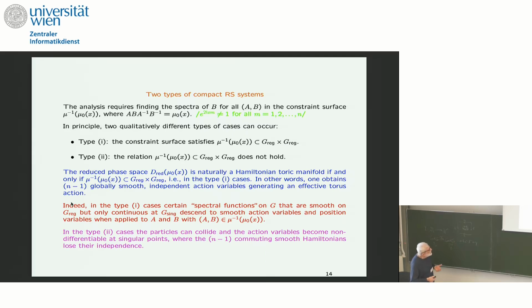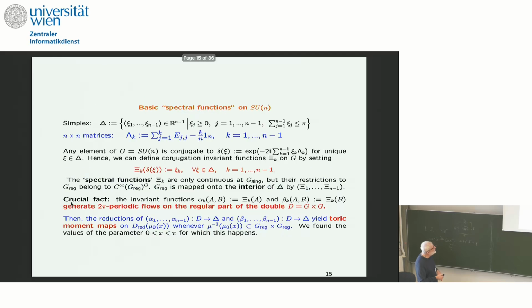The eigenvalues of A and B give these kinds of functions, and this means that when we are not contained inside the regular part, then from one point of view the action variables are not defined globally, they are singular. From the other point of view, the particles can collide, because the eigenvalues of one matrix are the action variables and the eigenvalues of the other matrix are the particle positions, and the so-called Ruijsenaars duality is that these two can be exchanged.